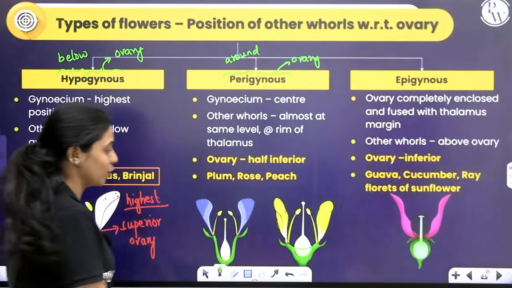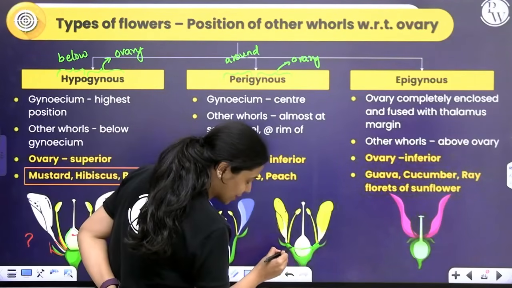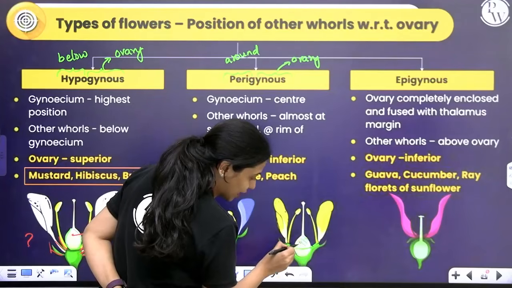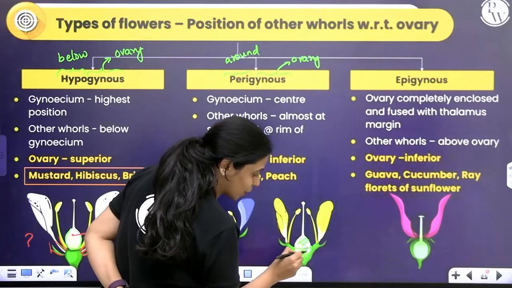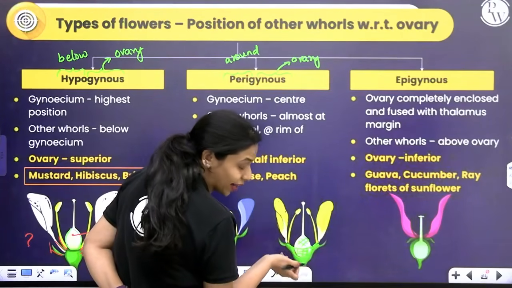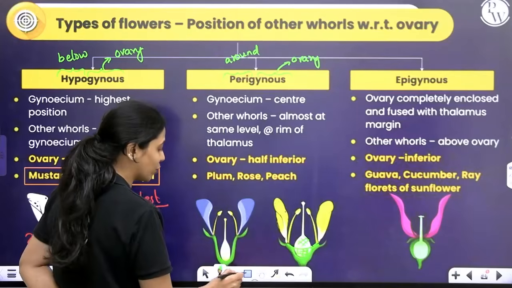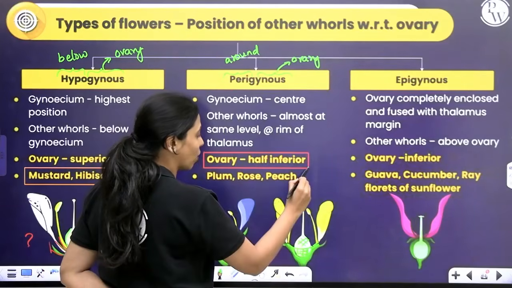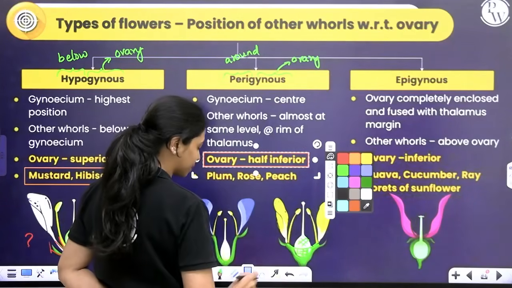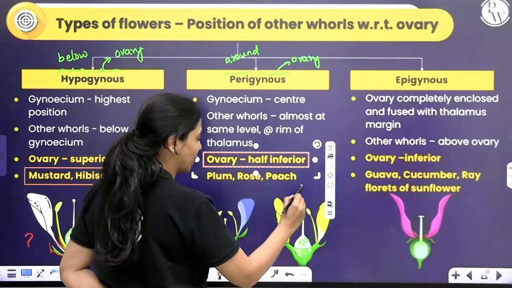So, the gynoecium is present at the center, and the other whorls are almost at the same level, at the rim of the thalamus. The ovary here, if this is the rim of the thalamus, one part of the ovary is above, one part of the ovary is below. So, it's half inferior and half superior. Such an ovary can be called half inferior or half superior. This can be seen in the case of peach, plum and rose.